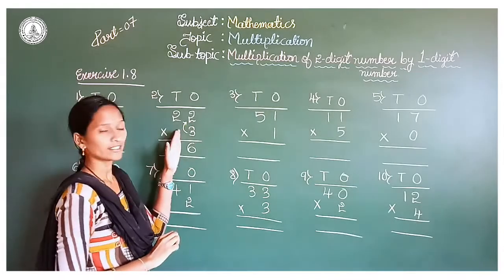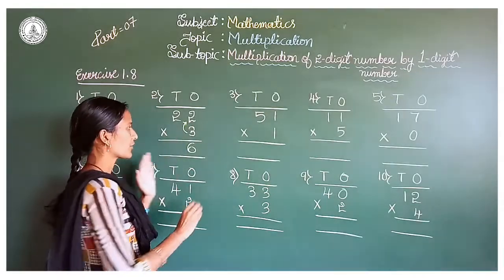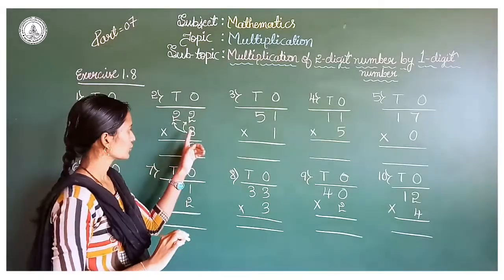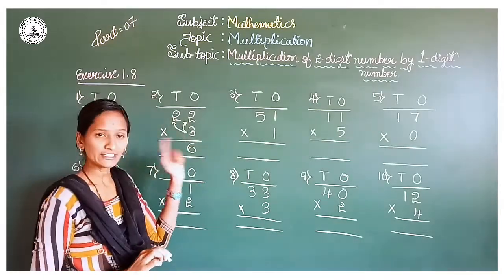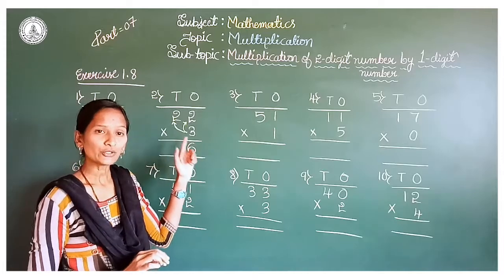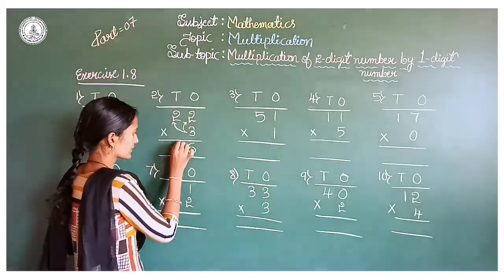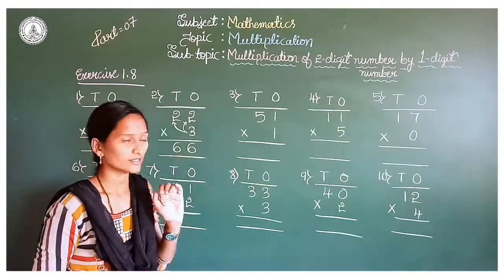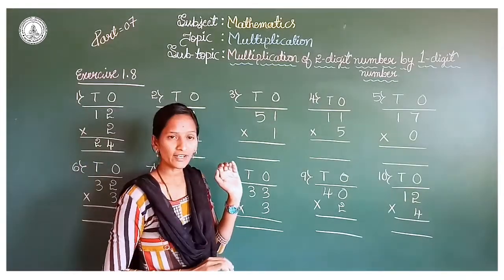Next, I am moving to the tens place. Here also you have to multiply tens with the multiplier. So 3 into 2, it is also equal to 6. So which is our product? 66 is our product. So now come to the third one.